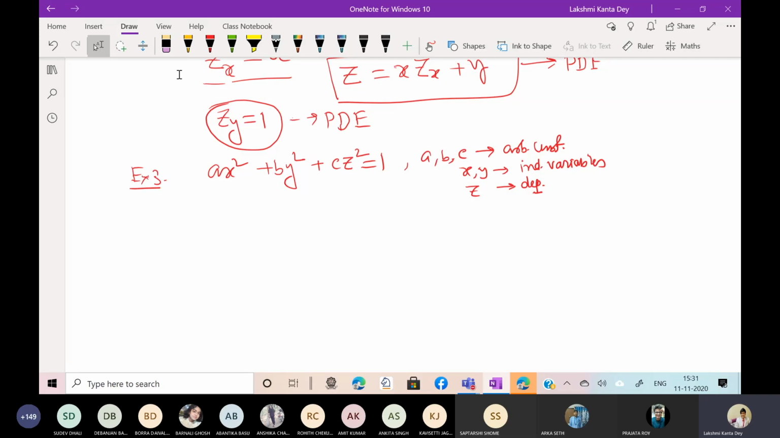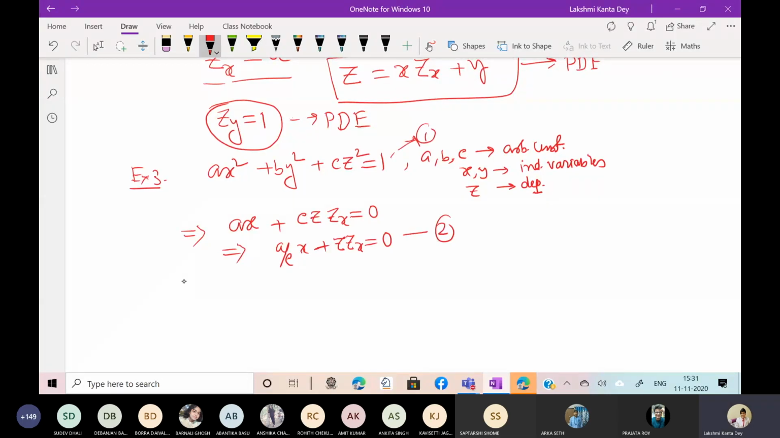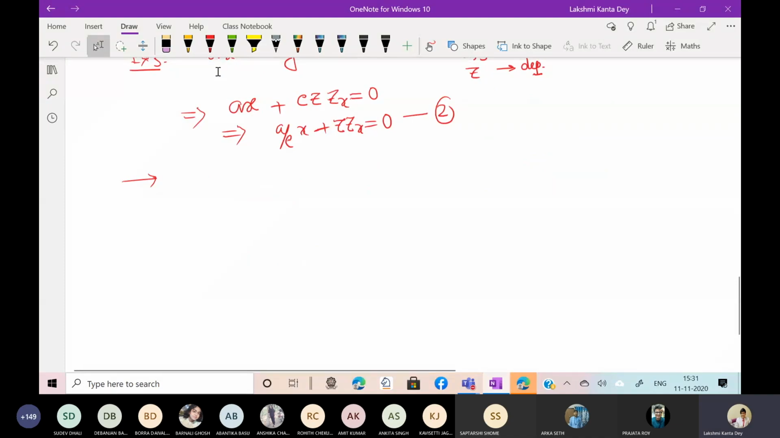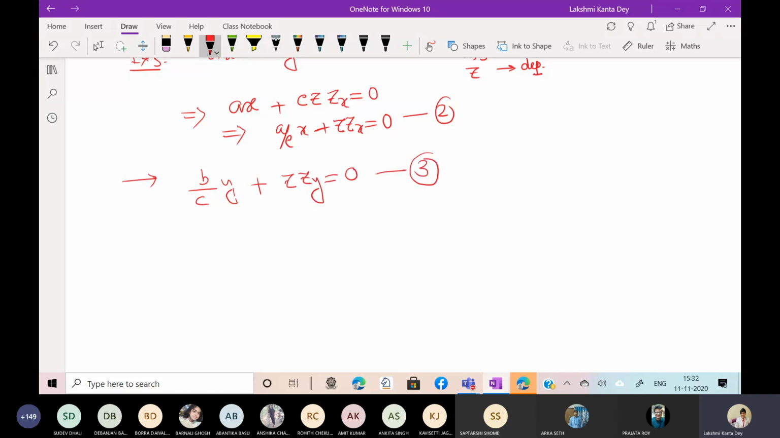So what we will get: first, ax + cz z_x = 0. That means a/c x + z_x = 0. This is your 2. This is particularly your 1. Next, if we differentiate partially with respect to y, what do we get? Similarly, b/c y plus z_y is equal to 0. This is your 3. Clear?